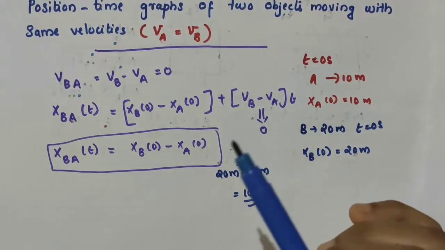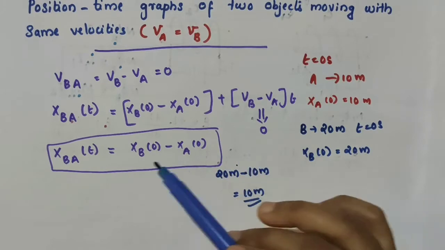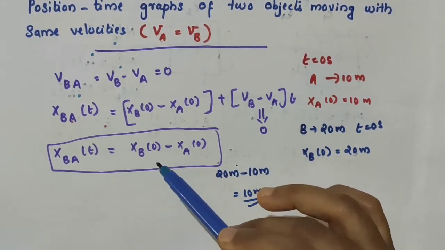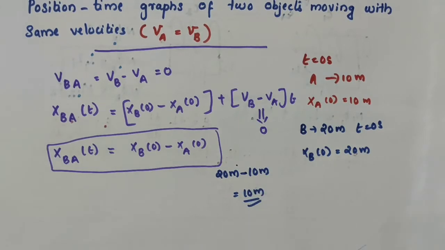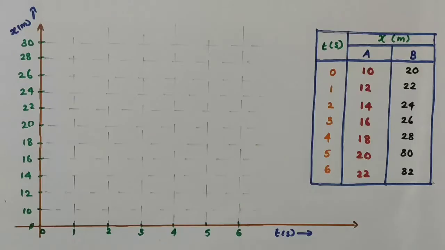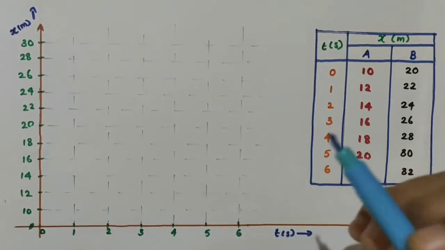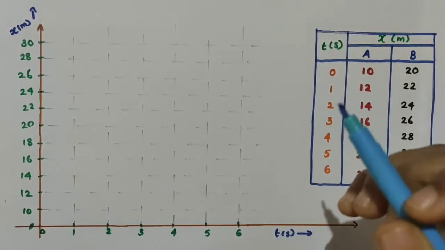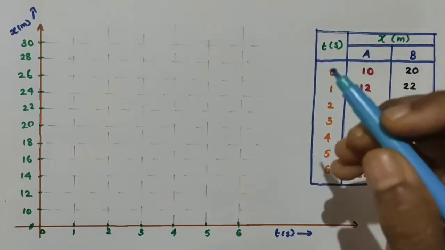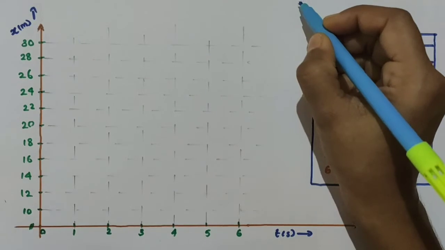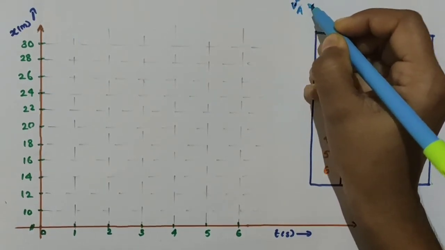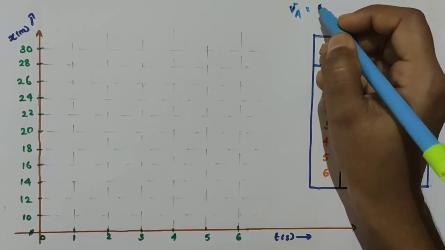Or we can say that the two objects A and B stay at a constant distance apart at any time t. Now, what will be the nature of the position-time graphs of two objects A and B in such a situation? In such a situation means we have two objects A and B moving with the same velocity in the same direction. You just imagine they are moving along the same direction.